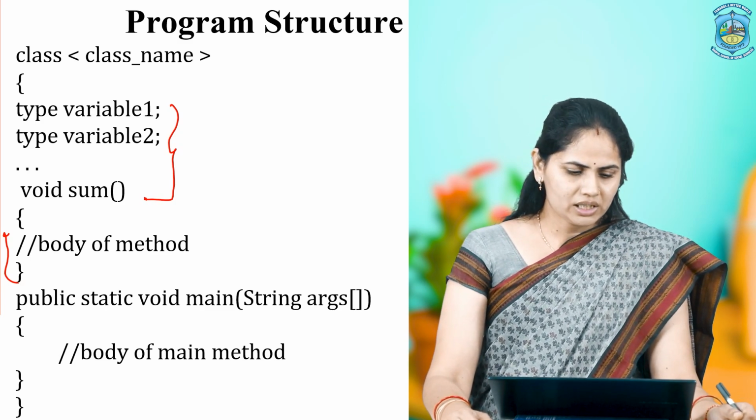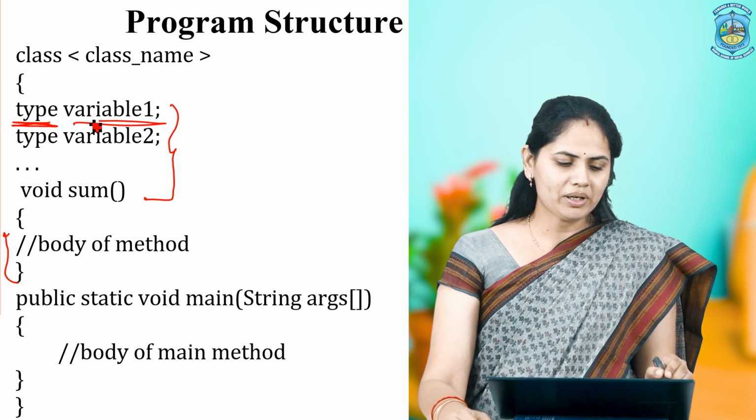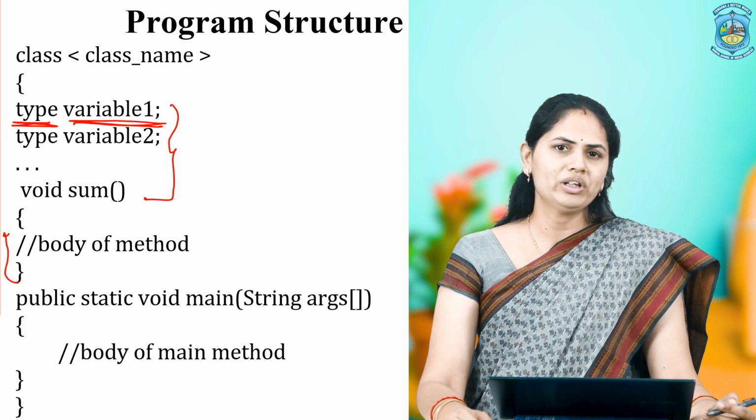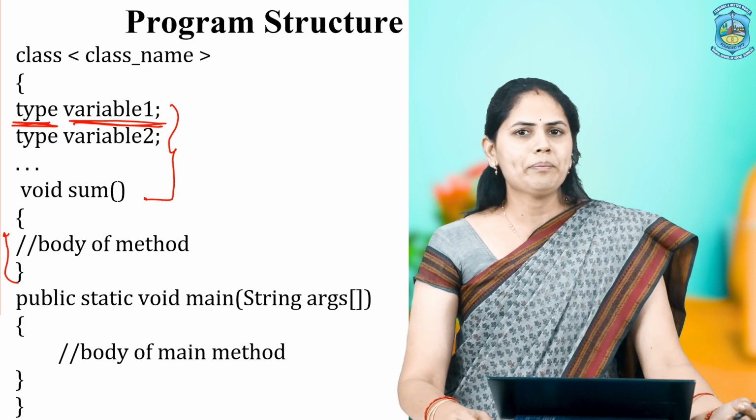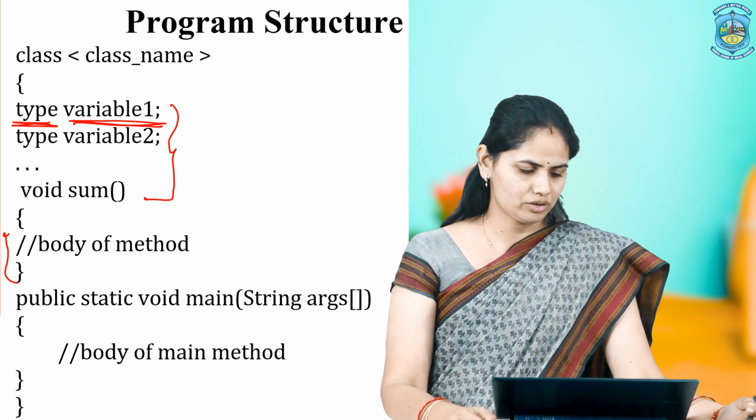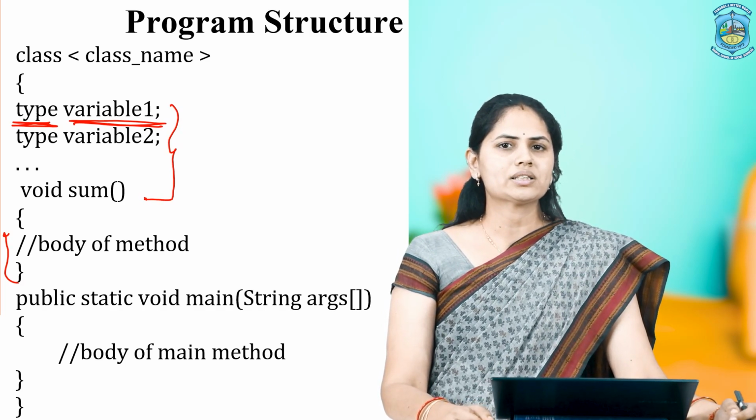Here, type variable 1 is written. What does it mean? This type is a data type, and variable 1 means we can define a number of variables here with their data types. About the data types and all the keywords which we are using in the program, we will discuss in the next video. Before that, I just want to tell you about the class.